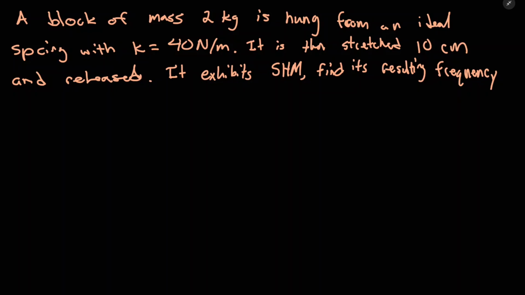All right, a block of mass 2 kg is hung from an ideal spring with spring constant k of 40 newtons per meter. If it is then stretched 10 centimeters and released, it exhibits simple harmonic motion, and find its resulting frequency. So this does seem a little complicated at first, but always remember the formulas. Trust in the formulas. So remember, period is equal to 2 pi square root of what? Mass over k, right? So if T is just equal to 1 over f, then we can just flip this around to give us frequency, because they are reciprocals of each other.